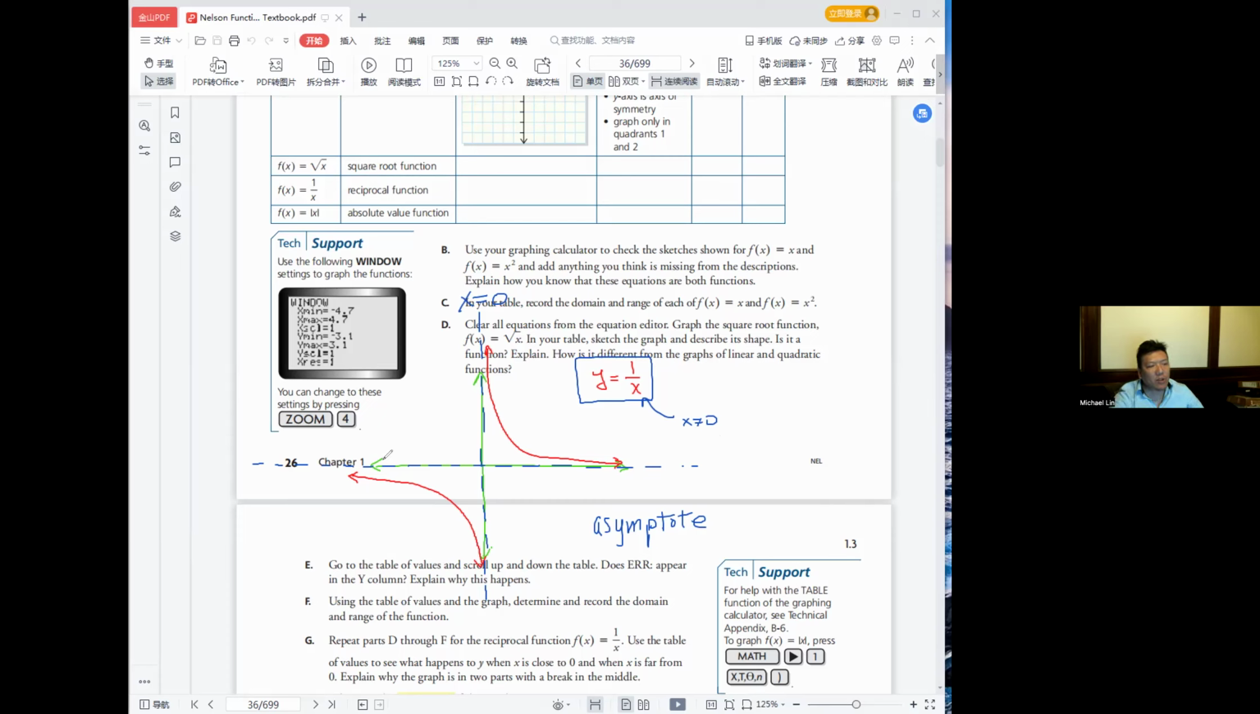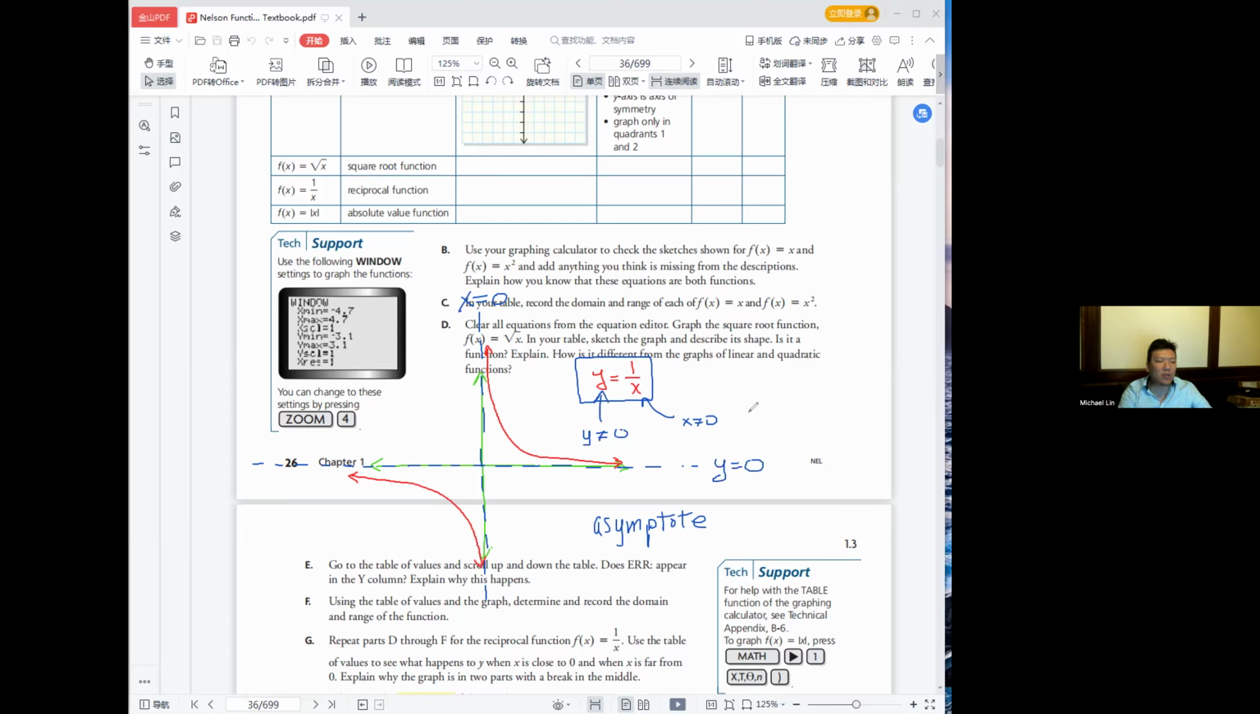Now, what about this horizontal line that I've drawn? Because there's also a horizontal asymptote. Well, it turns out for this, y also cannot equal 0. And the reasoning behind that is because 1 divided by any number will never equal 0. Even if x was equal to 1,000,000, 1 divided by 1,000,000 is a really small number, but it's still not 0. So 1 divided by any number will never equal 0. Therefore, we end up with a horizontal asymptote at the line y equals 0.